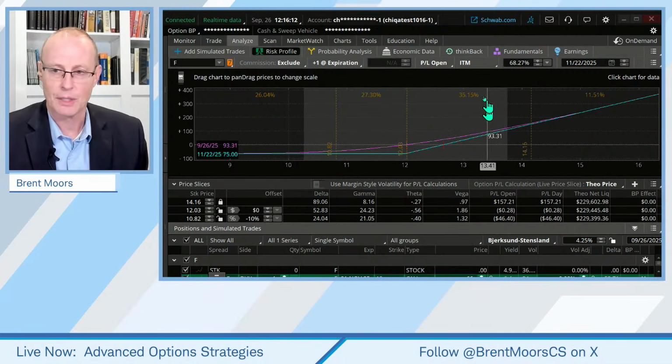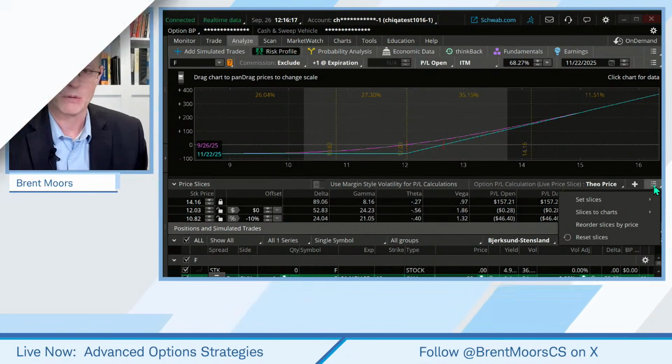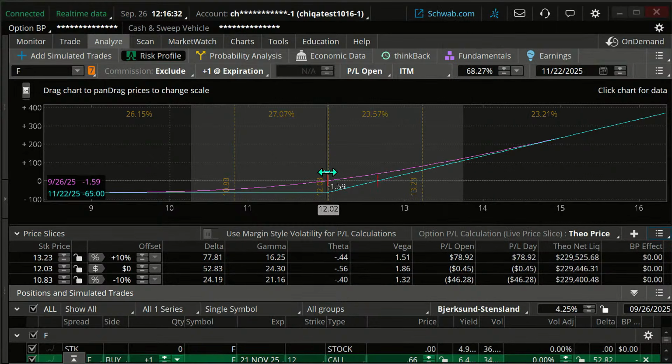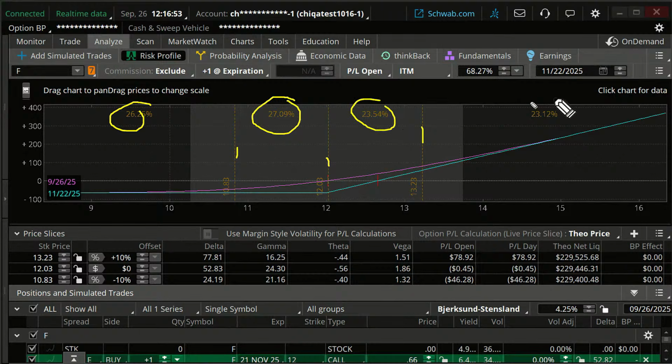You can help yourself out sometimes, and you may want to just automatically set your slices to different things. Click on this little 3-line menu, go to Set Slices. It gives you different choices. You could say down 10%, base just means the current price, or up 10%. Okay, current price, down 10%, up 10%. What are the odds it's more than 10% down? 26%. What are the odds it's between where the stock is now and 10% down? About 27%. Between where it is now and up 10%, about 23%, and more than 10%, about 23%.